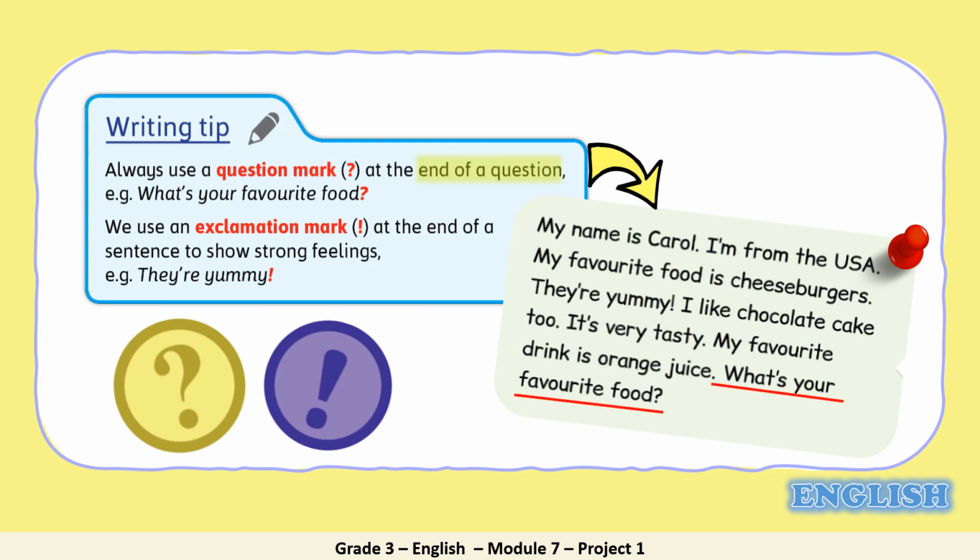What's your favorite food? And we use an exclamation mark at the end of a sentence to show strong feelings, like the sentence where Carol was describing the cheeseburgers. She said they're yummy! You can feel that she really likes those cheeseburgers, can't you?